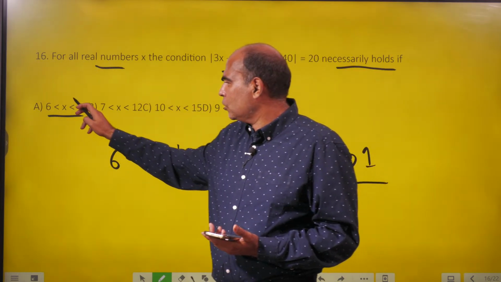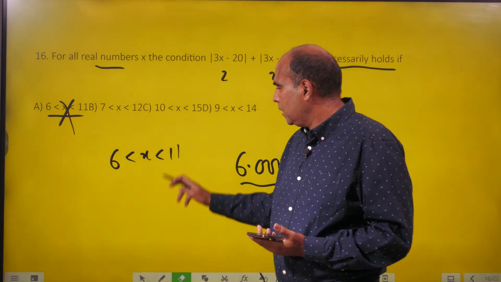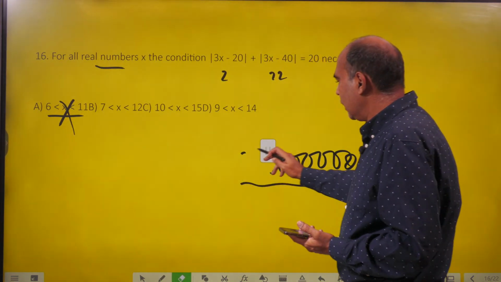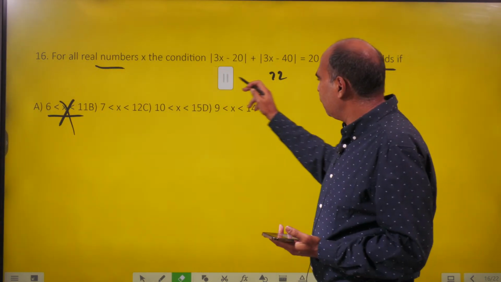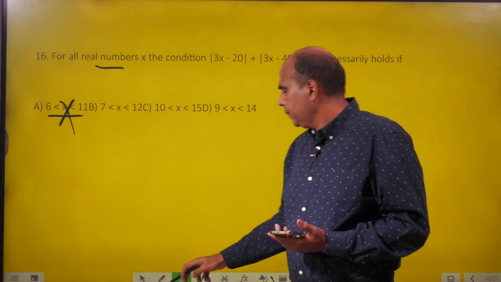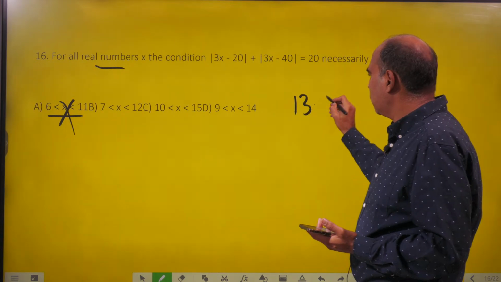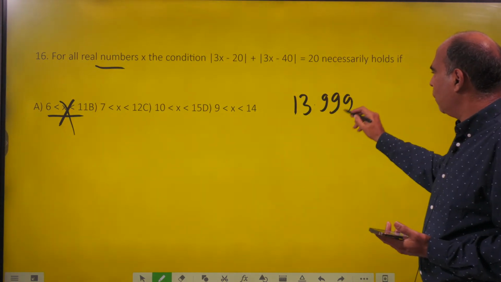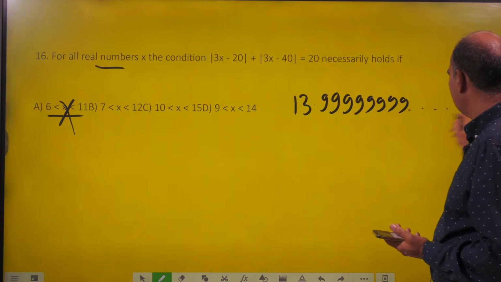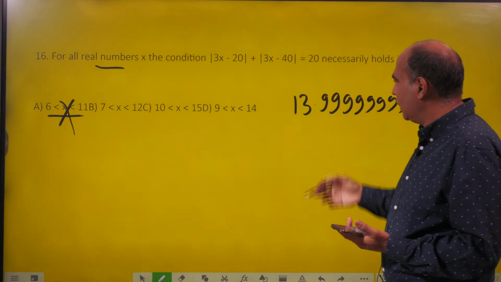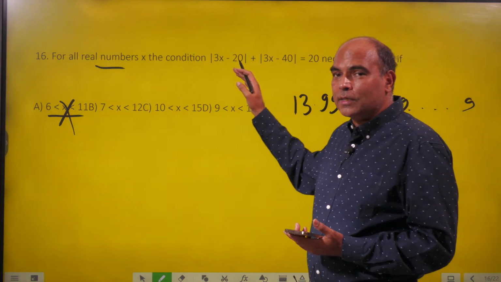So I can reject this option that starts from 6 here, and there's a second option which is 7 to 12, third between 10 to 15, and a fourth between 9 to 14. So my next value will be to try to check if I put a value of x as 13.9999, not quite 14, but a few thousand nines, a few million nines, as many nines as I want. So for all practical purposes, I can insert a 14 and see what happens.